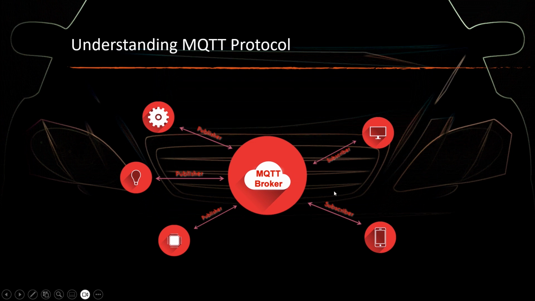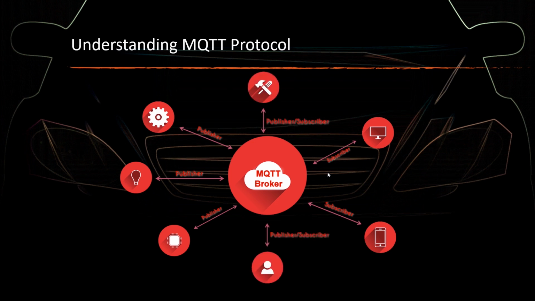Also, subscribers can be anything. A subscriber can be any mobile application, any desktop application, or any other microcontroller. Now there are clients which can act as publisher and subscriber both. Suppose there is a database which acts as a publisher and a subscriber at the same time. The database can send data to the MQTT broker, and it can also receive data from the MQTT broker.